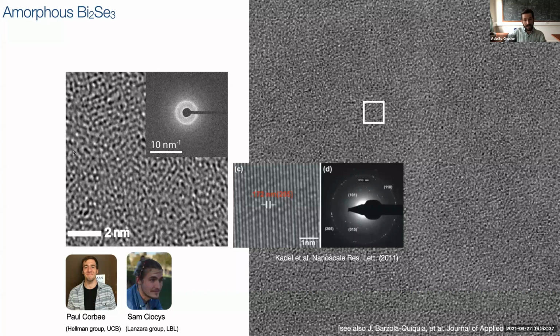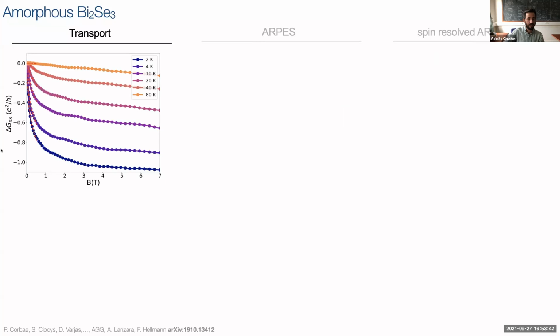Now they did 3 types of experiments: transport, ARPES, and spin-resolved ARPES. In transport, they looked at magnetotransport. What you're seeing here is the conductance as a function of magnetic field. At very low magnetic fields, the conductivity is high for low temperatures, and then decreases with increasing magnetic field. This effect is less pronounced at higher temperatures. And this is really what you would expect from a strong spin-orbit coupling system. It is called weak anti-localization.